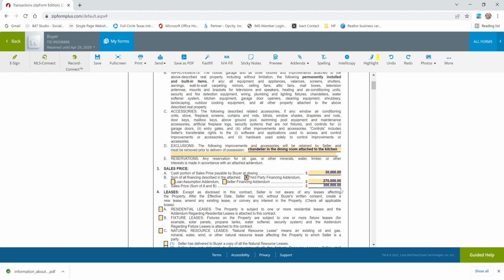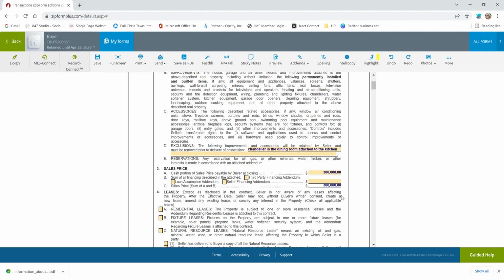Again, first line is the amount that they're putting for the down payment. Second line is the amount that they're doing for financing. And the third line auto-populates by itself. If this were to be cash, we would take off the third-party financing. We would put nothing here. And at the top line is where we would put $300,000. And it would auto-populate on the bottom saying $300,000.